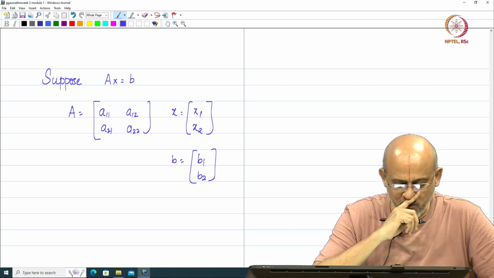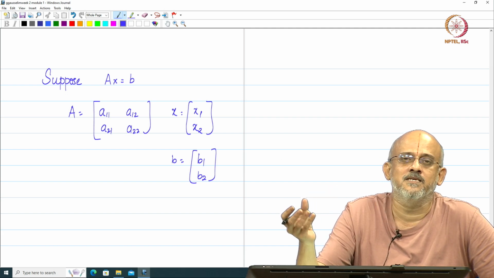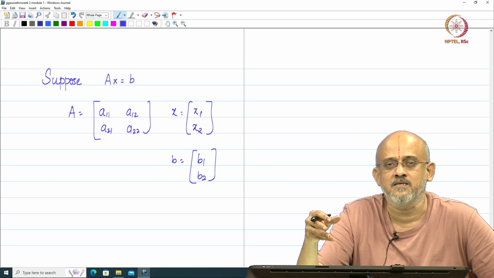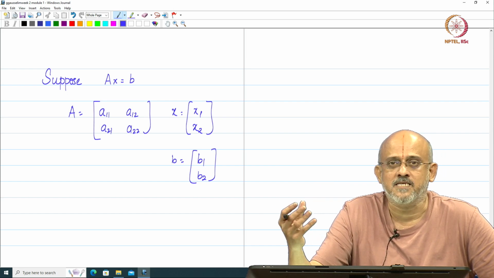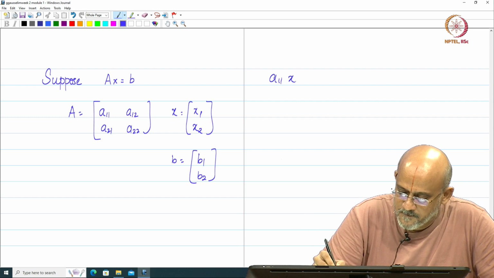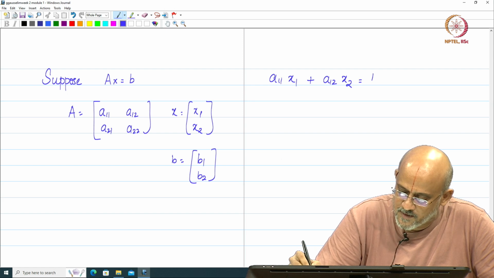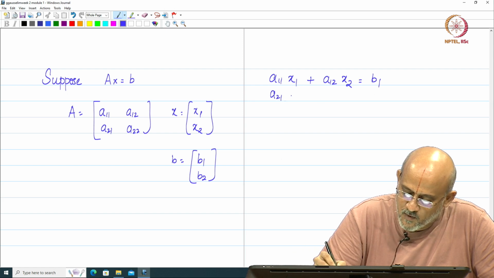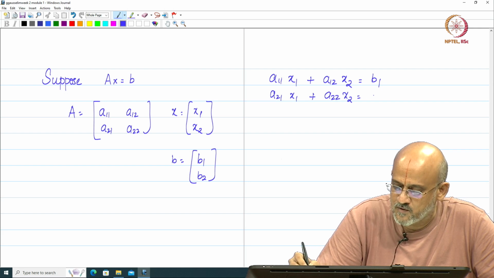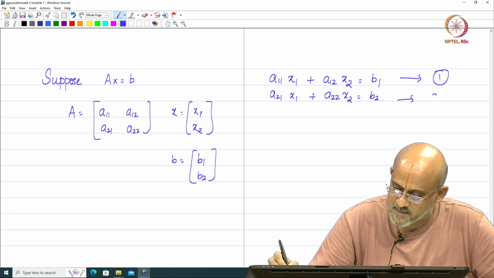Now let us do our high school way of solving this, where we try to eliminate one of these variables and get that variable's value, substitute it into the first or the other equation and get the second variable. That is how we used to do it. So let us do the same thing here. I have a11 x1 plus a12 x2 is equal to b1, and a21 x1 plus a22 x2 is equal to b2. Let me call this equation 1 and this equation 2.